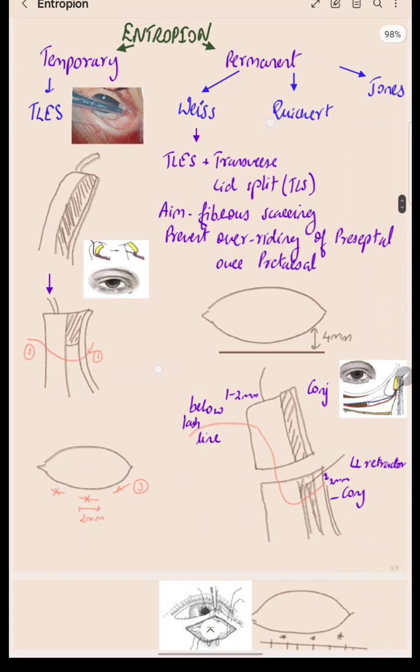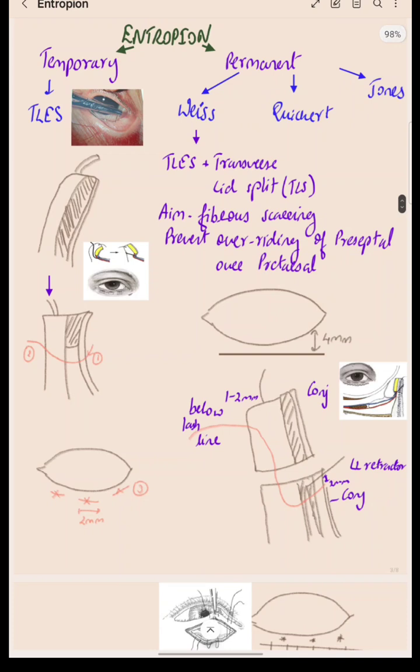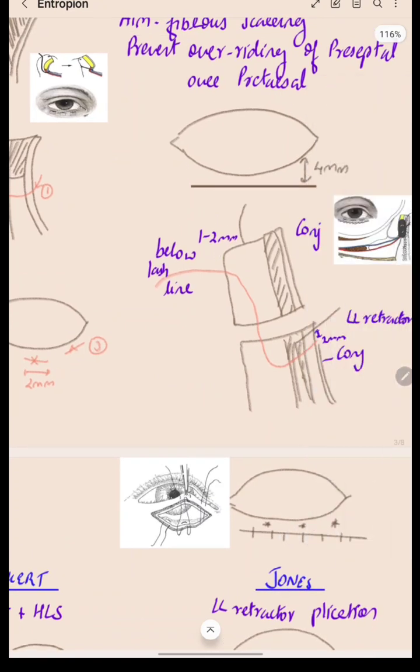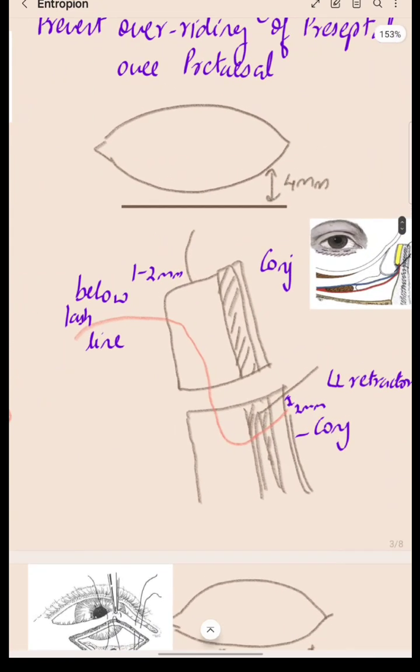Next is the Weiss procedure. It is a permanent procedure. It is a combination of transverse lid diverting suture plus transverse lid splitting. Here the transverse lid split is a full thickness transverse eyelid split. It creates a fibrous scar which acts as a barrier between the preseptal and the pretarsal orbicularis oculi. The level of transverse lid split is about 4 mm below the lid margin to avoid the tarsal plate.